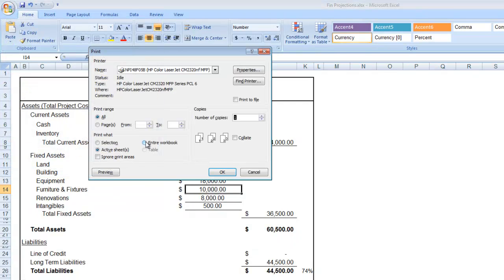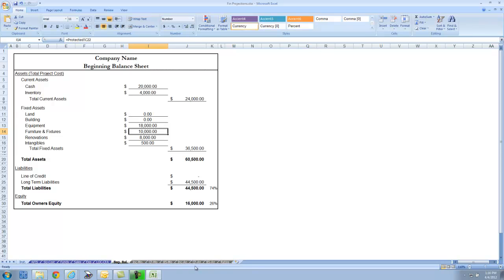Make sure you select entire workbook, and then you can choose which pages you want to print. If you don't want to print the instructions or the inputs, so pages 8 through 15 might be the only pages that you choose to print, and then you go ahead and click OK, and then it would only print out those financials which get attached to your business plan.